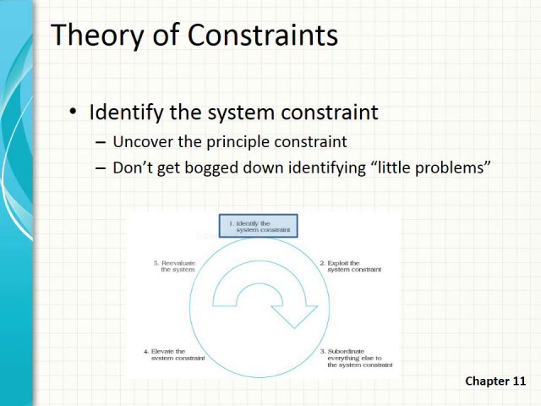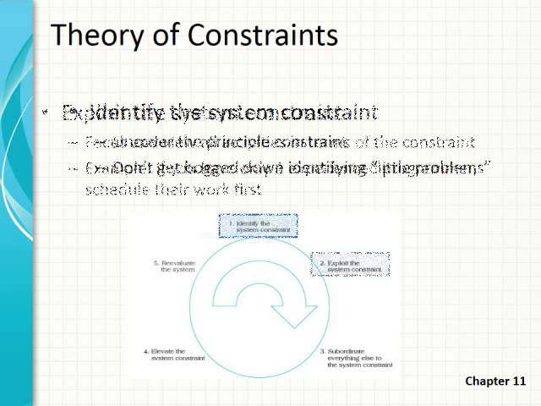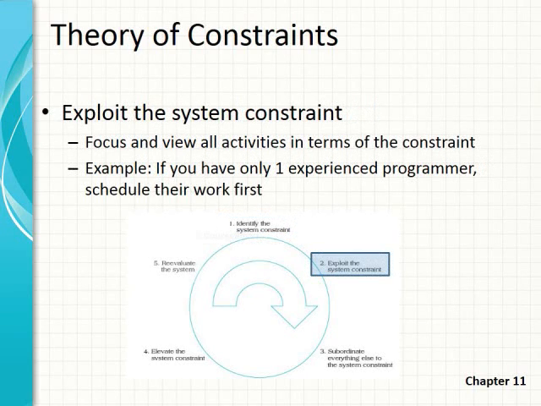Now, what we want to do is identify the system constraints, and system, you can think of it as that overall project schedule. We want to uncover the principal constraint. Is it time? Is it resources? And don't get bogged down with identifying the little problems. It's that 80-20 rule. The next step after identifying the primary constraint is to exploit it. And all that means is to focus all activities in terms of that constraint.